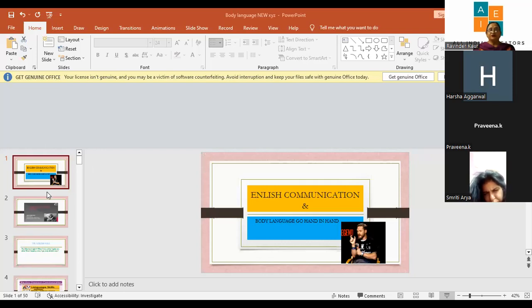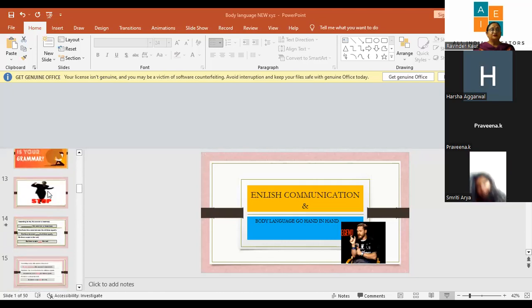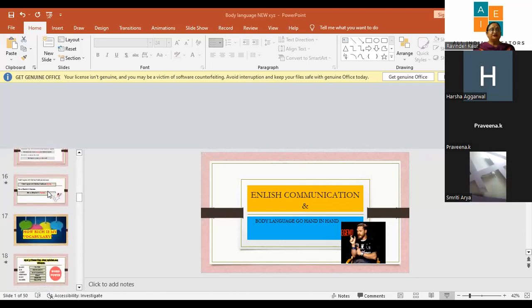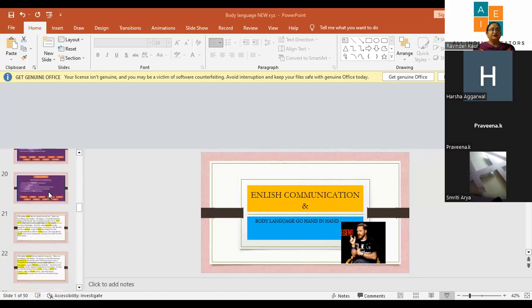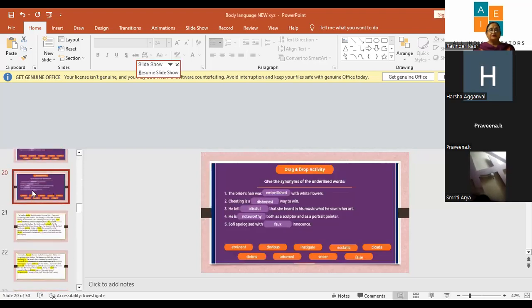Here we had already used this. Just a second. I was telling you about this drag and drop activity. Yes, just a minute. I'm just stopping the earlier presentation.